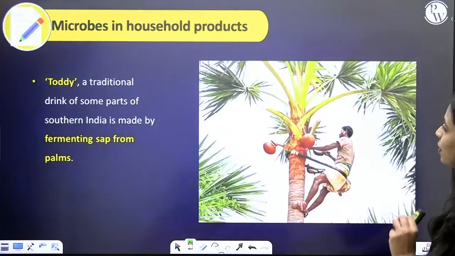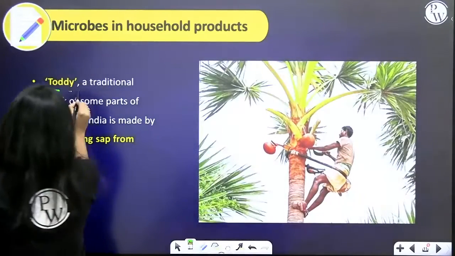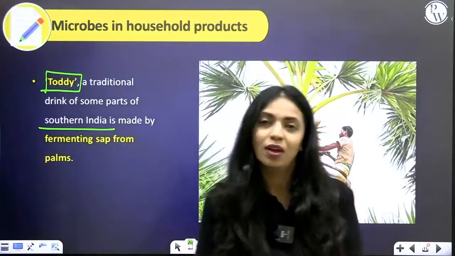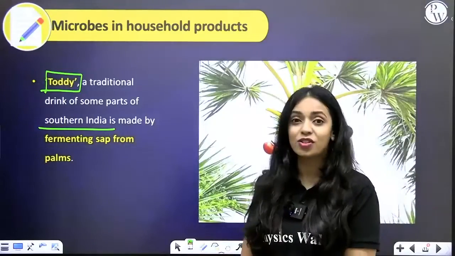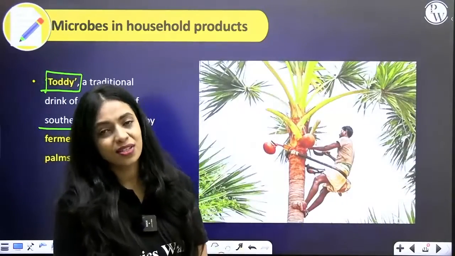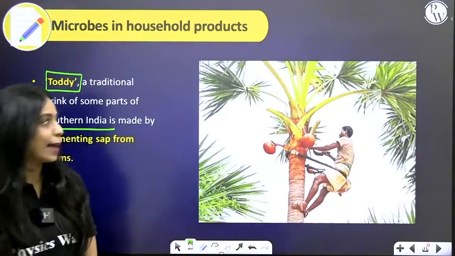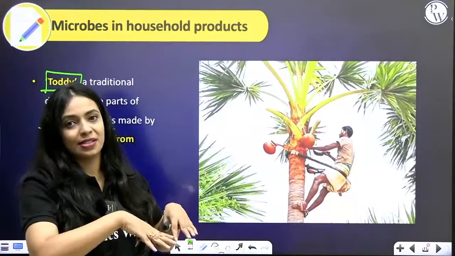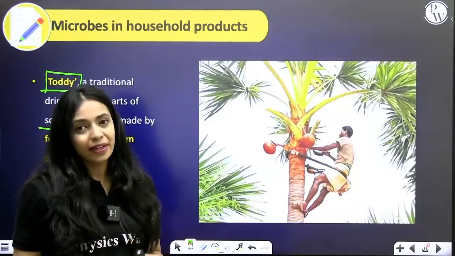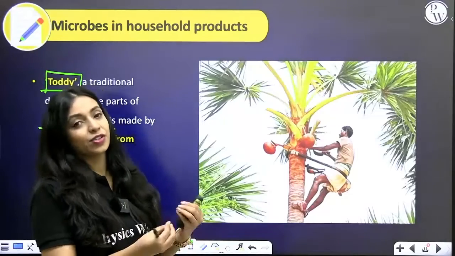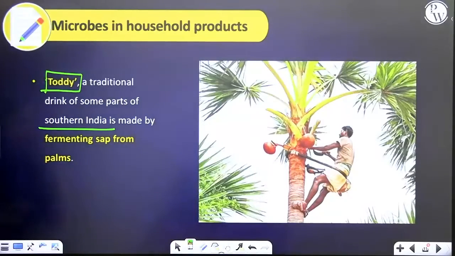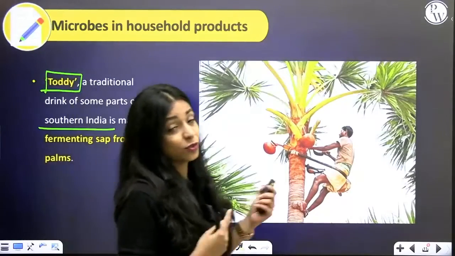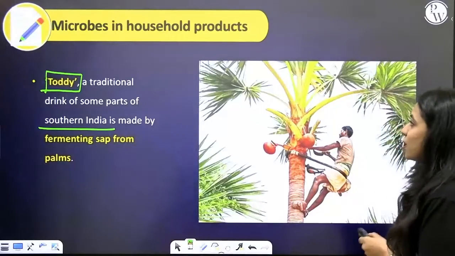Now let's talk about toddy. Toddy is found in certain parts of South India. I'm from South India myself, so I know. In Kannada, I think it's called shendi or kallu. I don't know what it's called in other languages. They collect the sap from palm trees like this. They tie pots around palm trees and let the sap collect there, which they allow to ferment, and later you get a drink called toddy. It has a small amount of alcoholic content in it. So that also is obtained from microbes. If not for microbes, this cannot be produced.